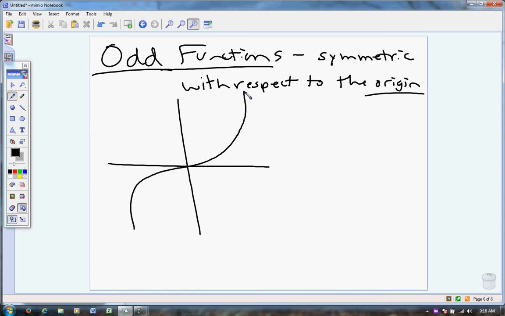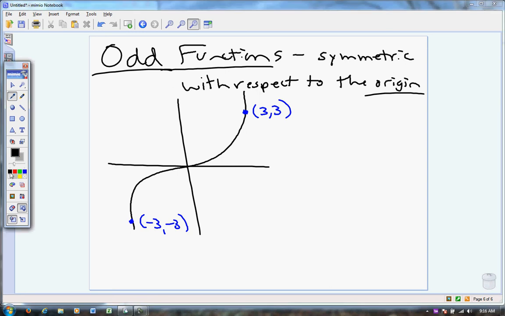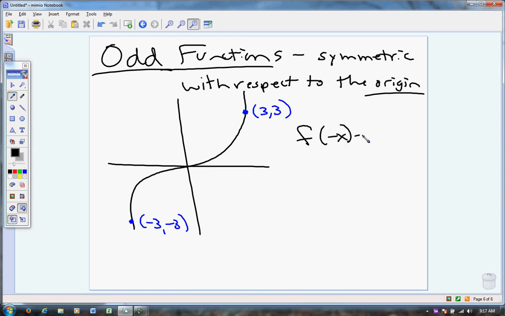Okay? And so if I have the point 3, 3 on the graph, then I also have the point negative 3, negative 3. And what is my test for if it is odd? Here is my test for if it is odd. If it is odd, then f of negative x equals the opposite of the function.